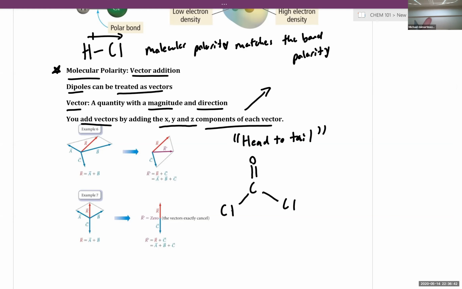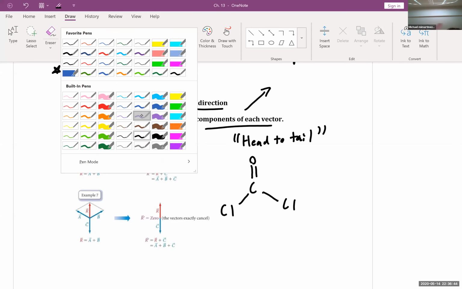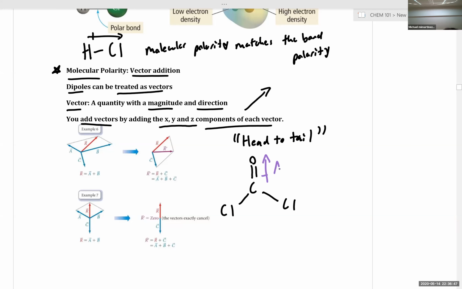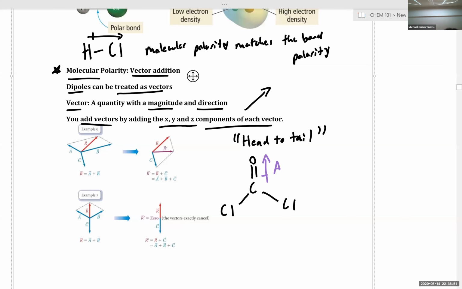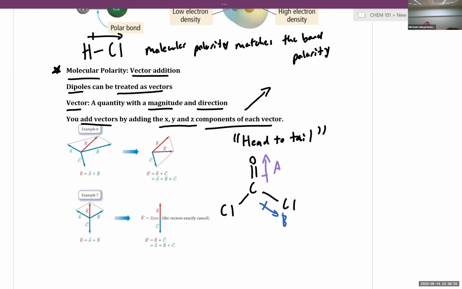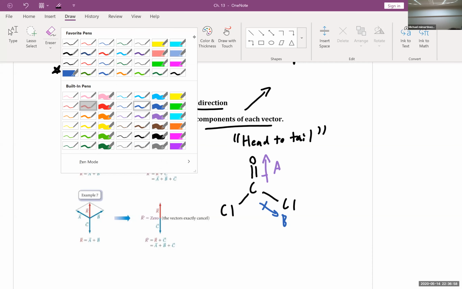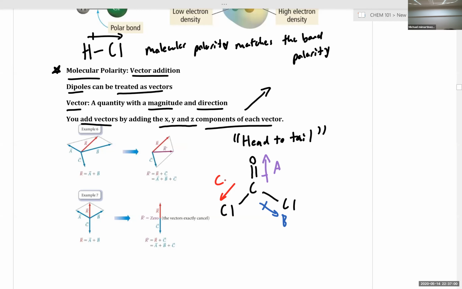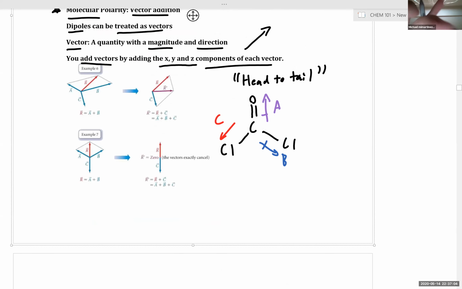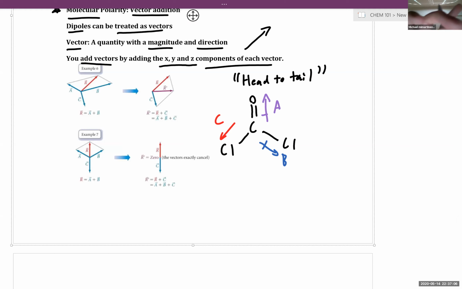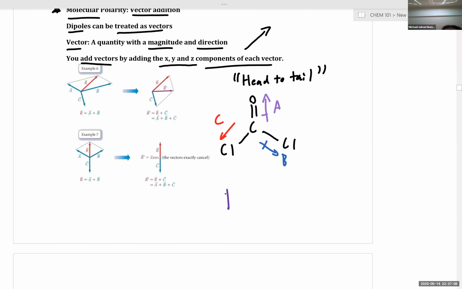Okay, so let's suppose we have a set of vectors. I'll label these A, B, and C. The way that you handle vector addition is, first and foremost, you draw your first vector.